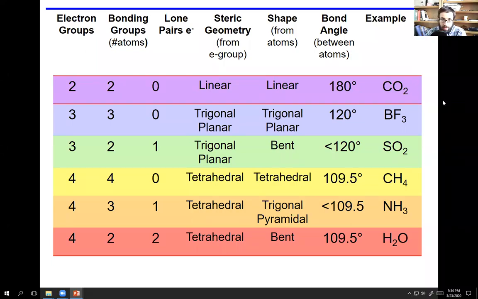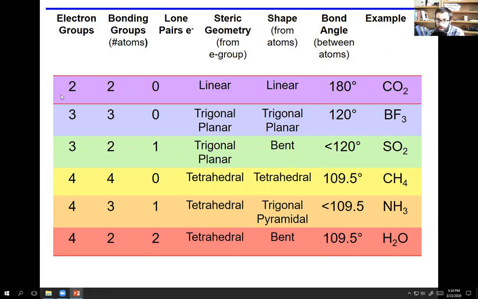So, with everything we've learned now in terms of steric geometry, shape, and bond angles, we can make a table with basically all the information we have. How this works is we have number of electron groups. This is what we're referring to as the steric number. So this is essentially steric number in this column. And then we have bonding groups and lone pairs.